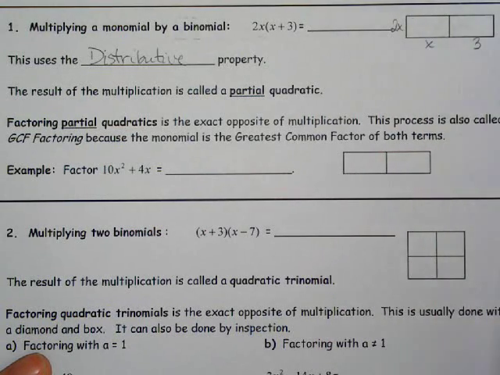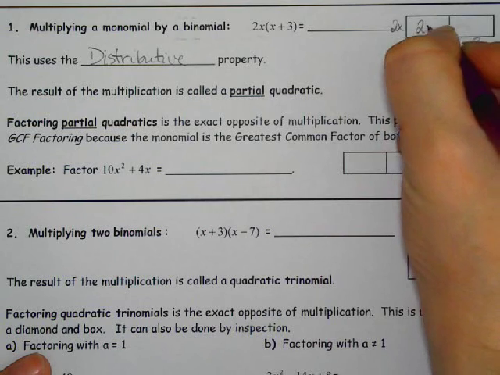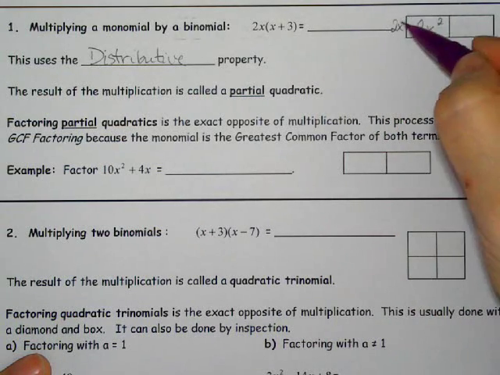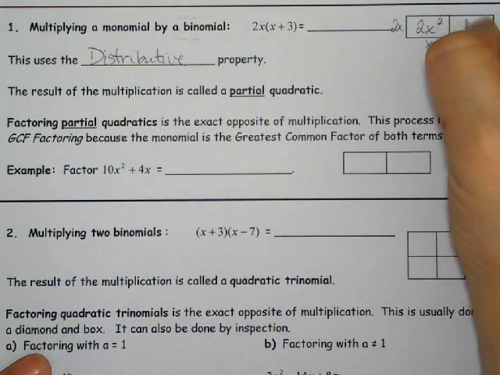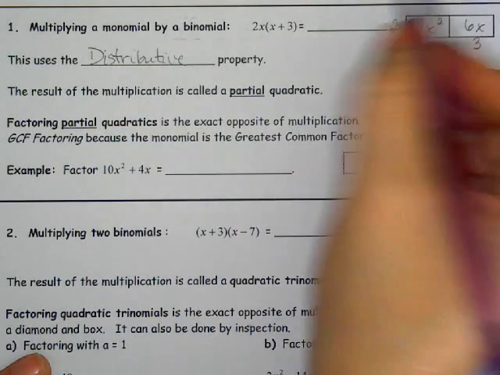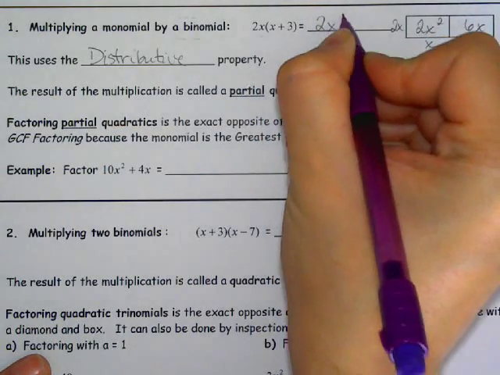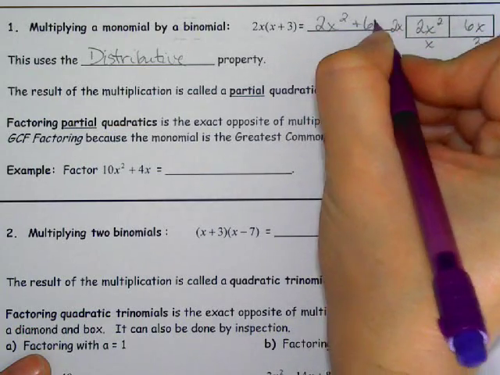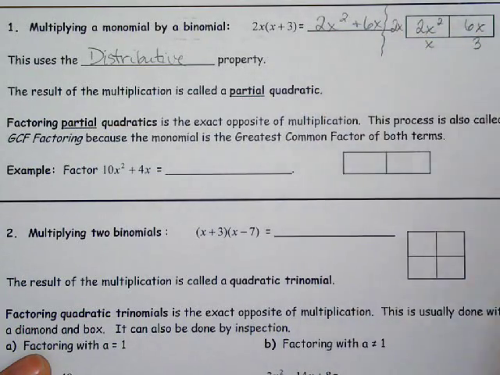2x times x gives us 2x squared. And 2x times 3 gives us 6x. So this is 2x squared plus 6x. And I'm going to do a little squiggly line there so that doesn't get confused because it got too mushed up there.